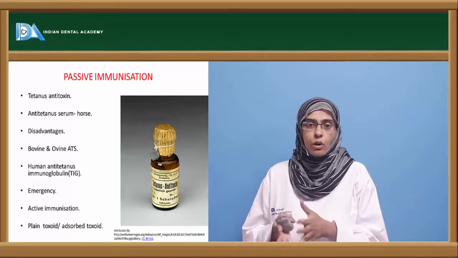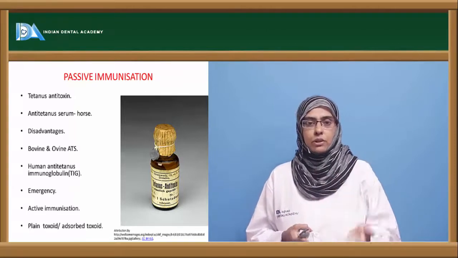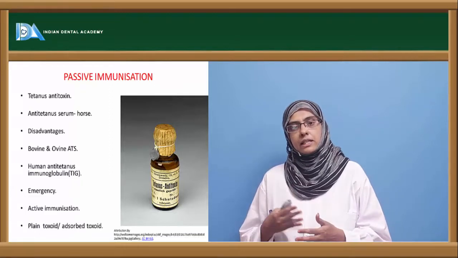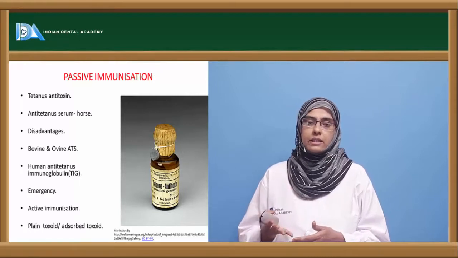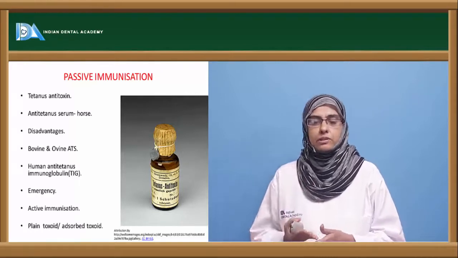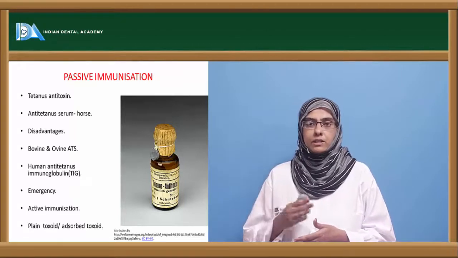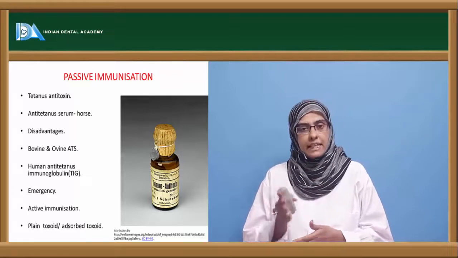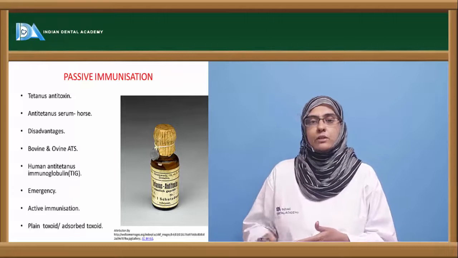So these are the true drawbacks of the use of ATS, that is the antitoxin produced by the horse serum. Next was the anti-tetanus serum that was produced by bovine and ovine sources, but this also showed similar types of symptoms. So now we have the anti-tetanus from humans, called human anti-tetanus immunoglobulin, that is TIG, that is most effective at least concentration.